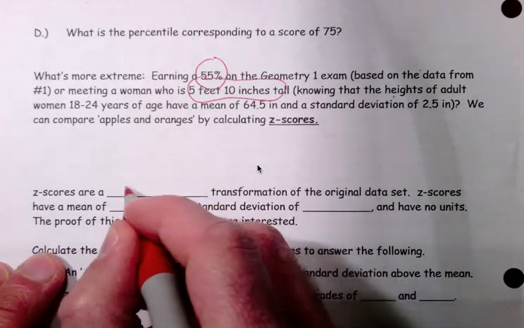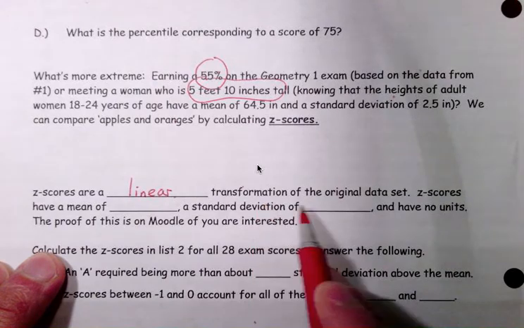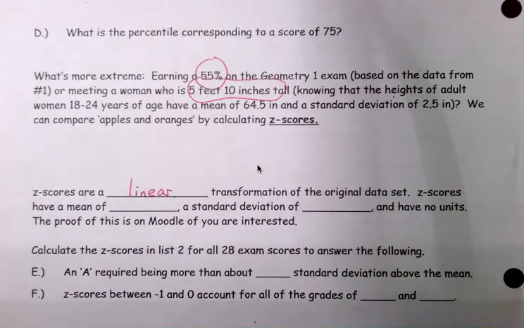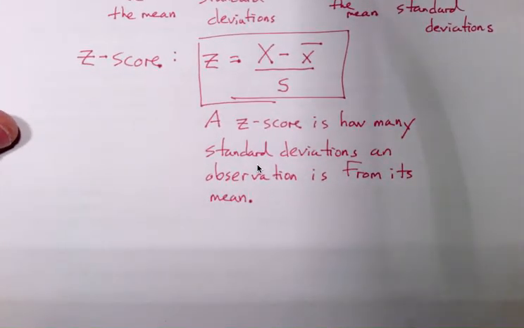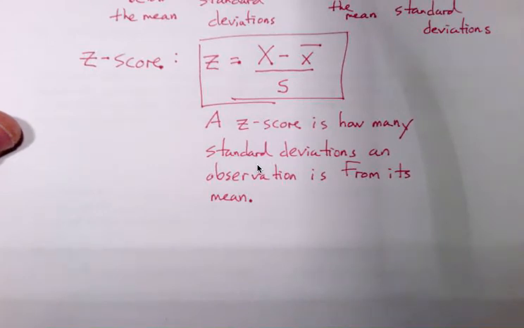Z-scores are a linear transformation of the original data set. By linear transformation, what I mean is the actual formula for a z-score can be rewritten into the form y equals mx plus b. And this will have some implications later on in the trimester.